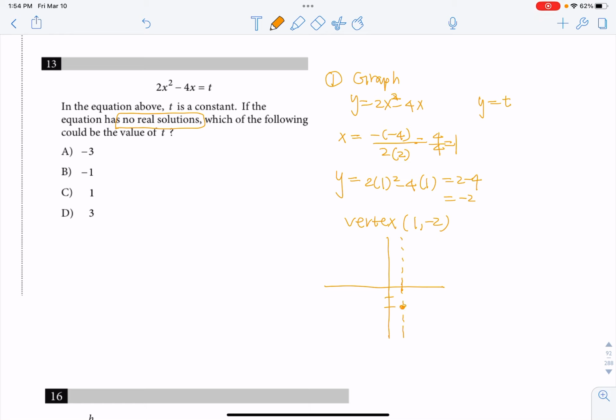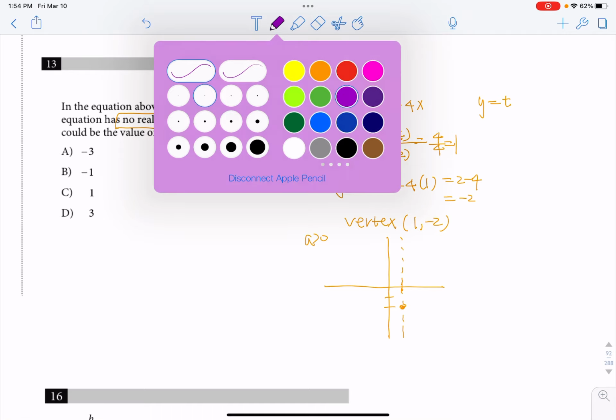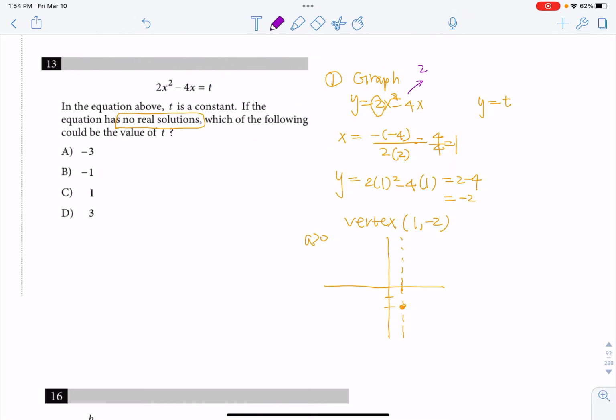And the 2x squared, a value is positive. If you factor this one, 2x is a common factor, and x minus 2 equal to 0. So the x-intercept will be x as 0 or 2. The graph looks like this.